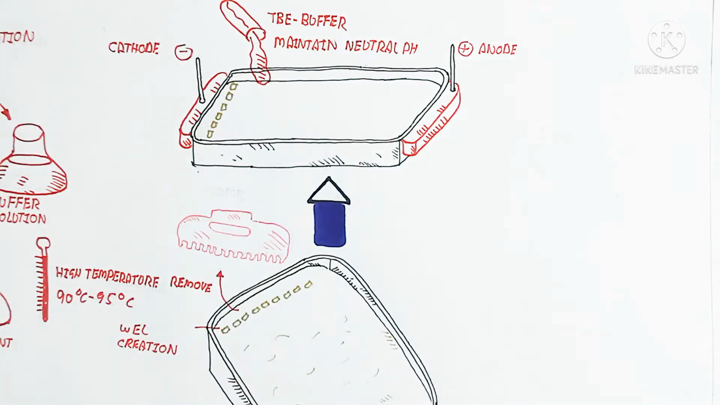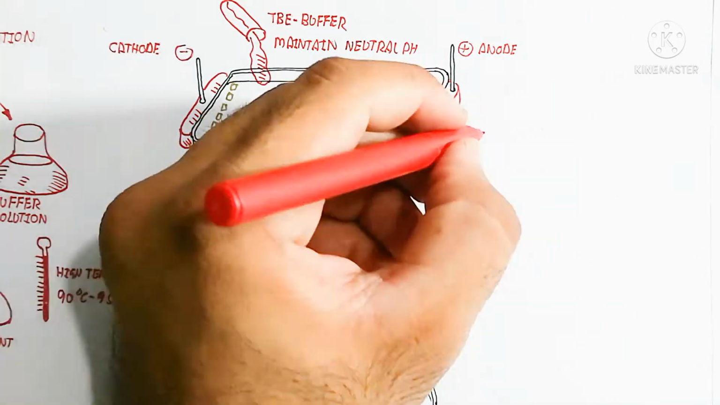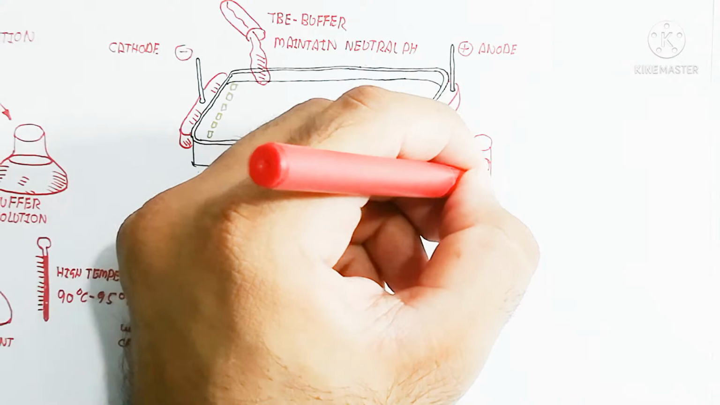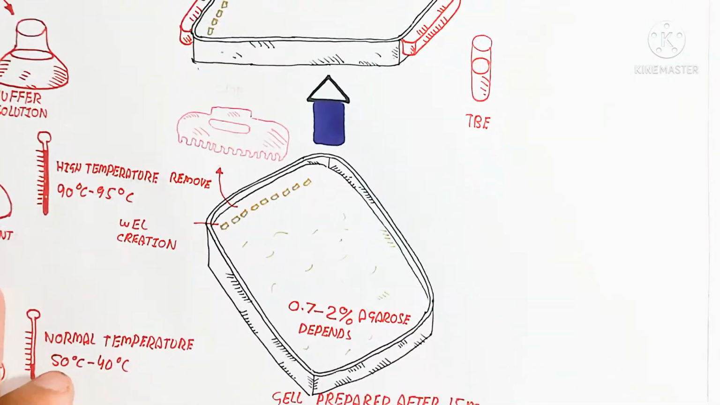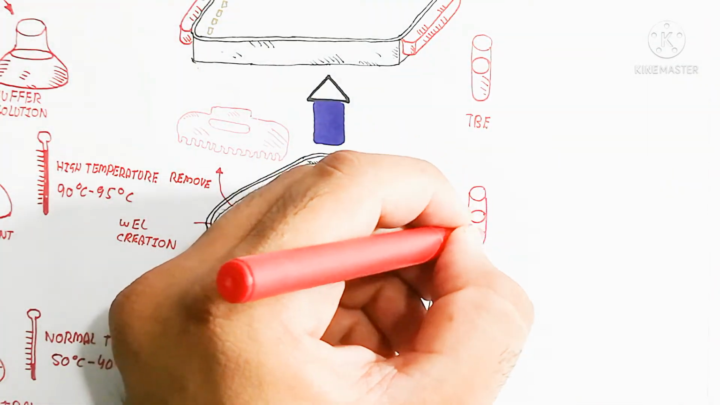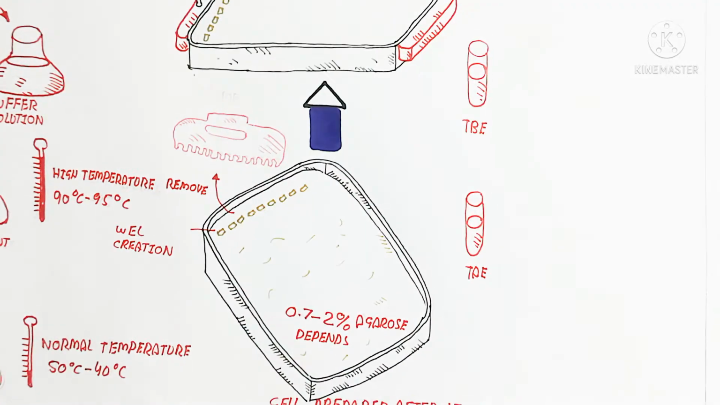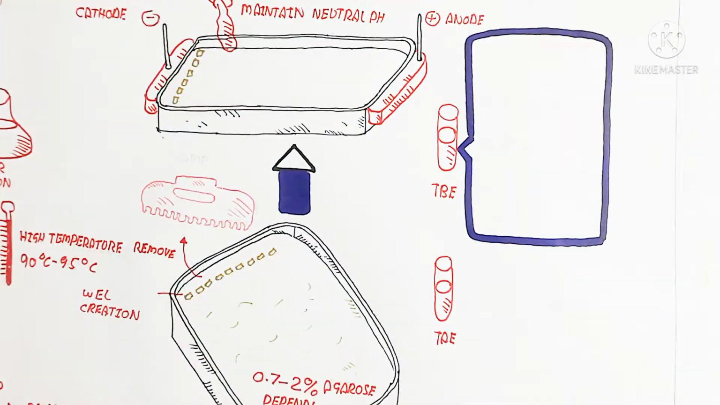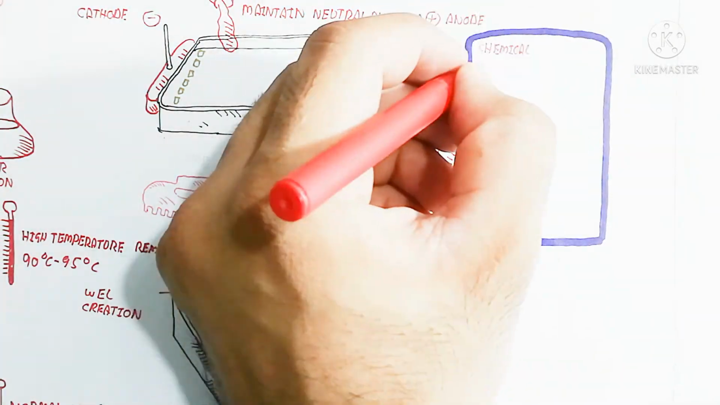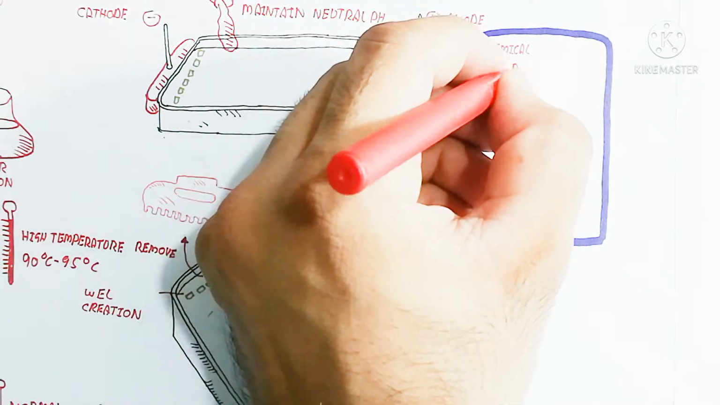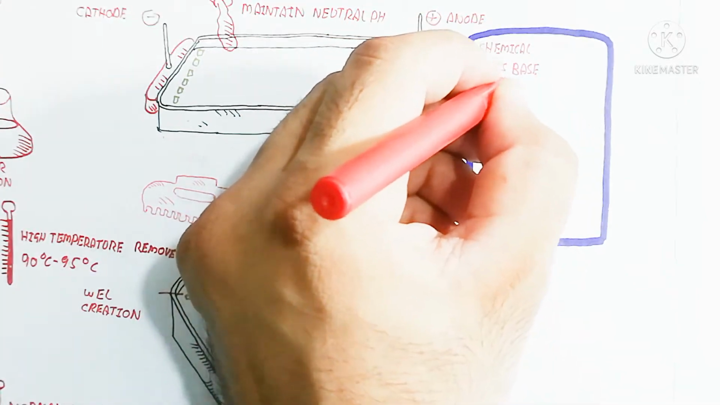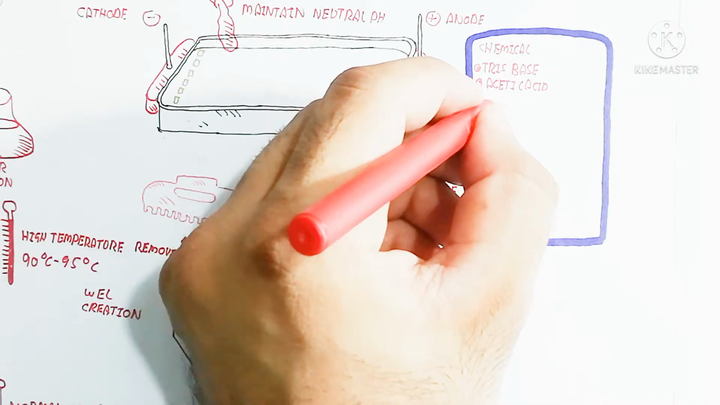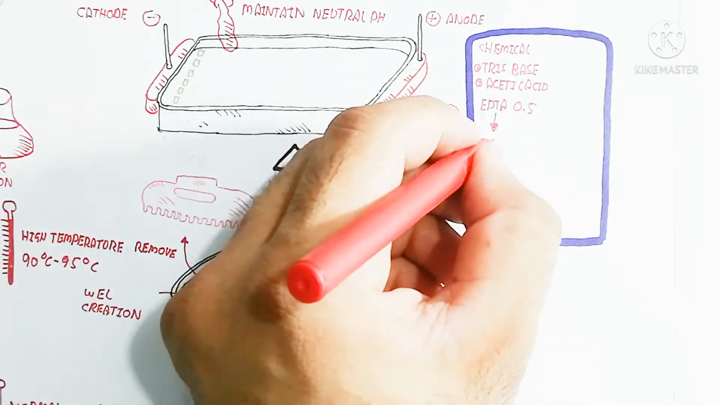So we will put the TBE buffer, to maintain neutral pH. The buffer can be TBE or TAE, so two types of buffer can be used on the basis of requirement. First we will understand the TBE buffer, which is a chemical containing trispace, acetic acid and EDTA, that contains 0.5 and pH is 8.